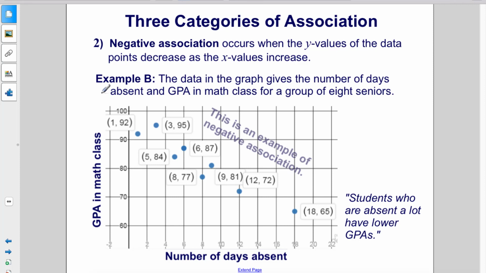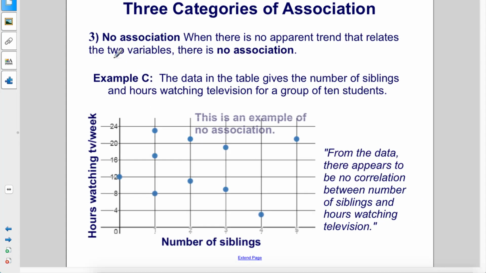Example B. The data in the graph gives the number of days absent and GPA in math class for a group of 8 seniors. So the GPA goes down as the number of absences increases. This is an example of a negative association. Students who are absent a lot have lower GPAs. Number 3, no association. When there's no apparent trend that relates the two variables, there is no association.